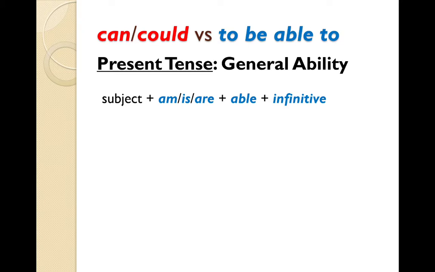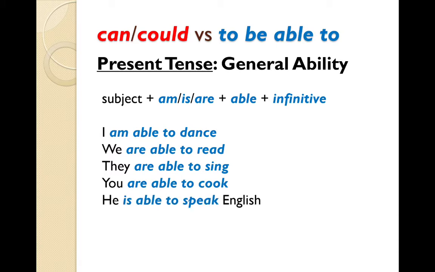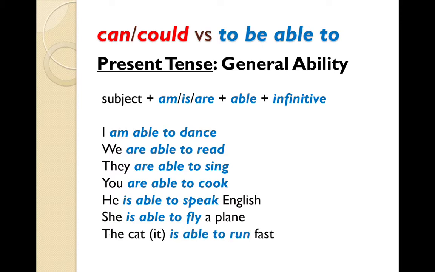Let's see some examples. I am able to dance. We are able to read. They are able to sing. You are able to cook. He is able to speak English. She's able to fly a plane. The cat is able to run fast.